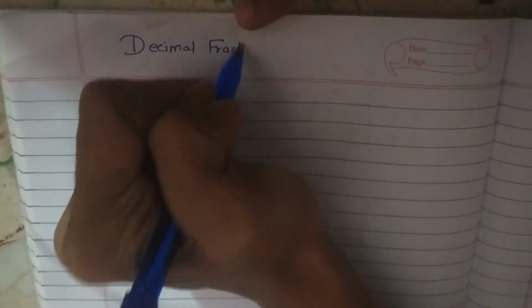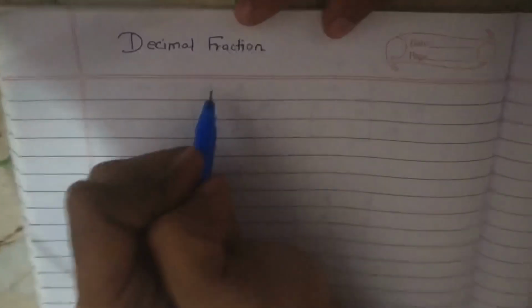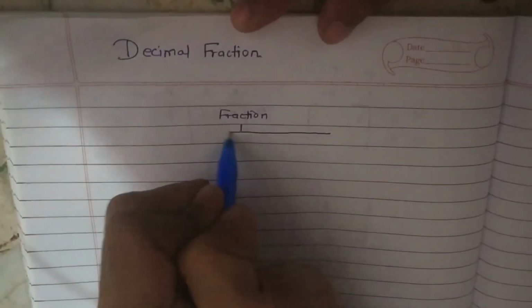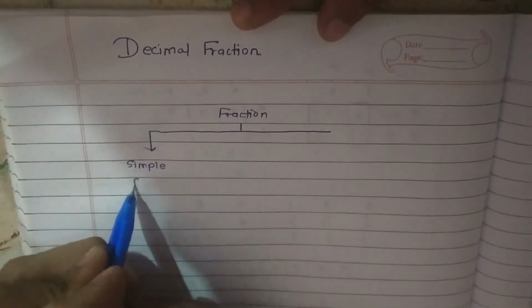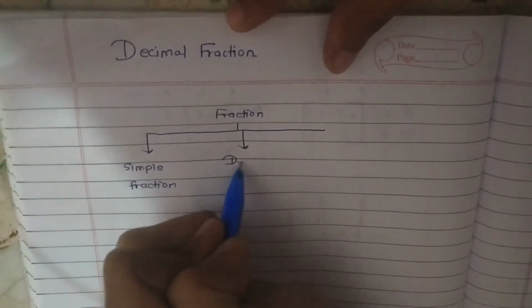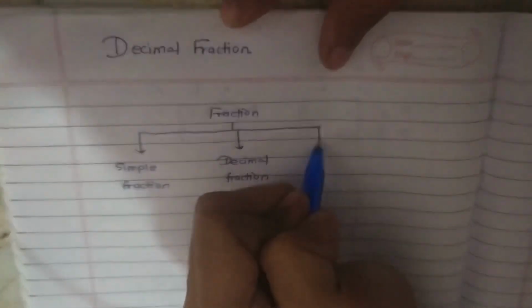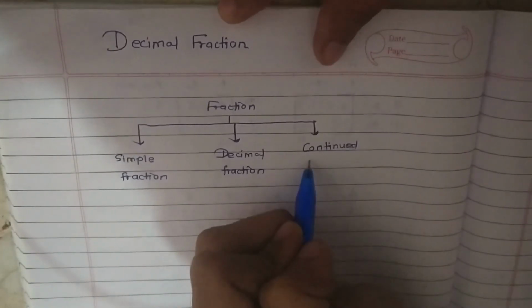We will see decimal fractions. There are different types of fractions. What are they? We will see. There are three types. First one is simple fraction. Another is decimal fraction. And third one is continued fraction.